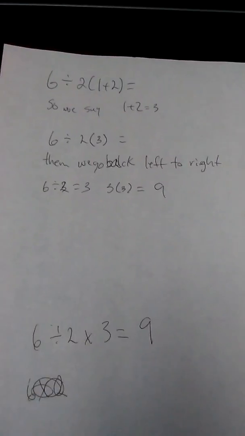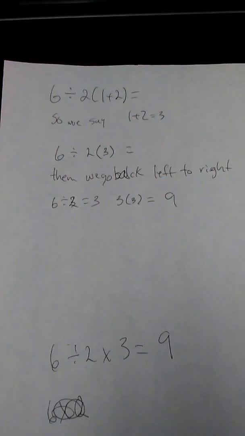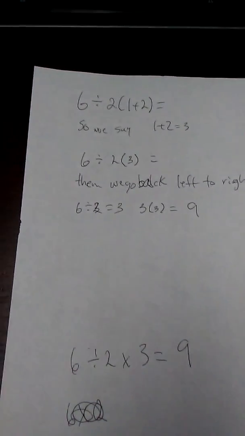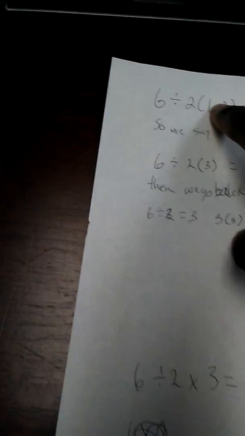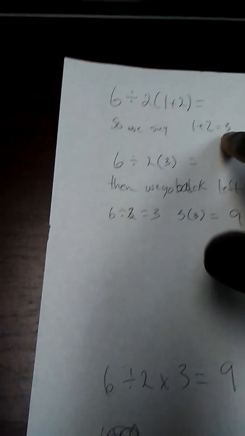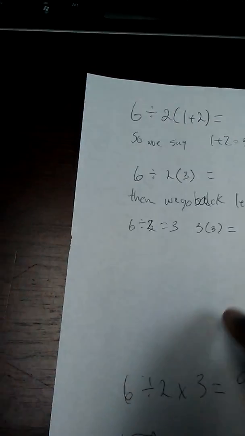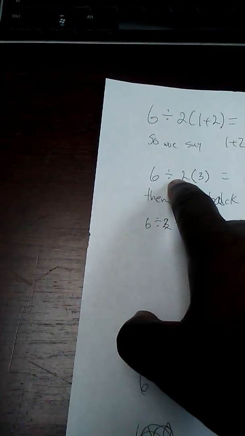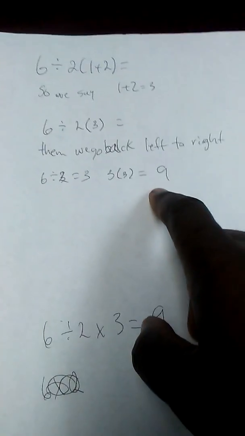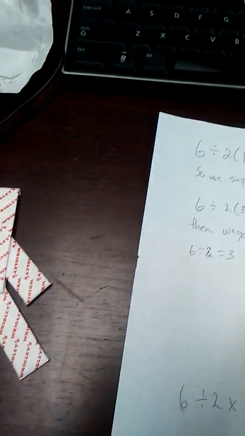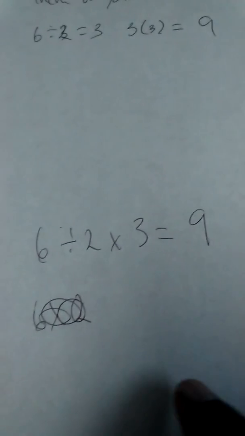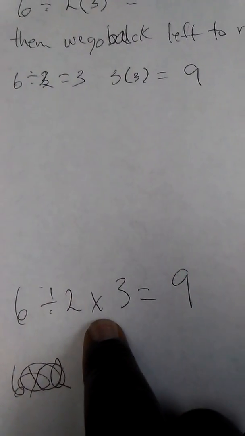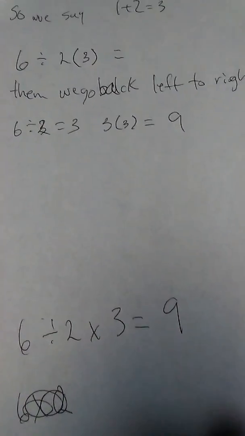If you look at this from PEMDAS, you see 6 divided by 2 plus, in parentheses, 1 plus 2. So we say 1 plus 2 is 3. We do the parentheses first. We get 3. Then we say 6 divided by 2 times 3. Then we go back left to right, and we say 6 divided by 2 is 3, and we multiply by 3, and we get 9. Basically this is what we're looking at, and so we get 9.